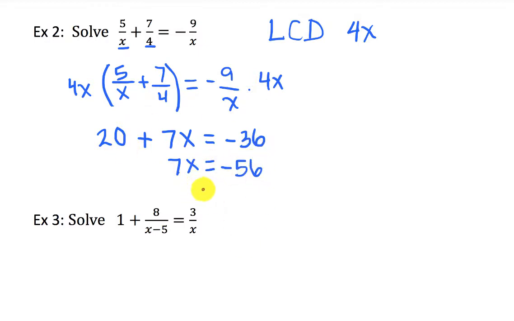You want to check that -8 works for the original equation. So go ahead and take -8 and substitute it back into the original. When we do this, we do get 9/8 equals 9/8, so it checks out and -8 is our solution.